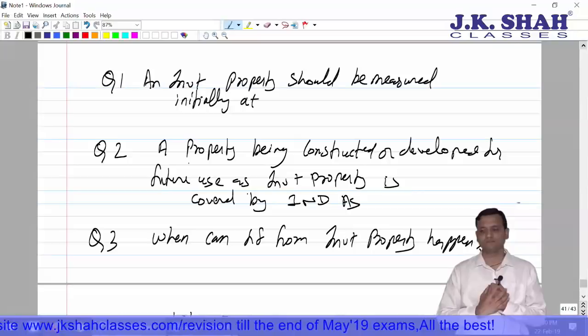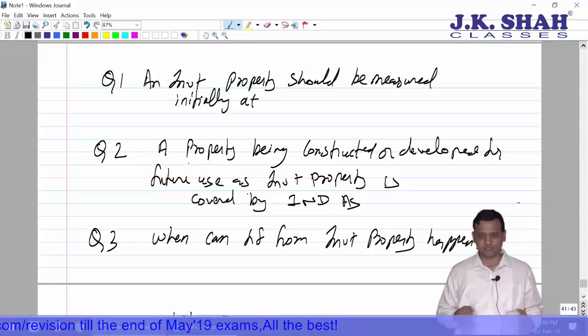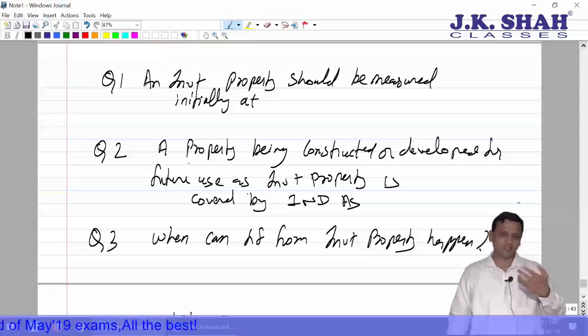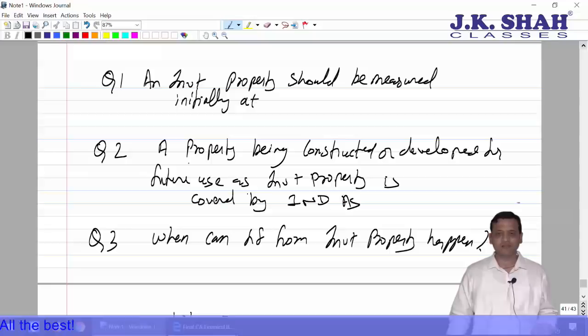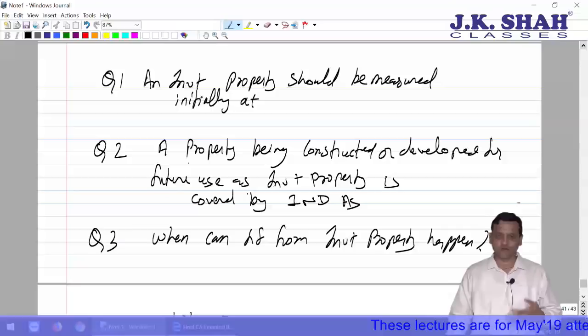Ready? Just to give you a revision of these things, I hope I have covered all those points. There are no problems directly on investment property. It will be similar to your Ind AS 16. Find out the cost, the concept is the same. Add all the costs. For exchange, if it does not have commercial substance, then it is nothing but book value. Hence we are not putting any questions.